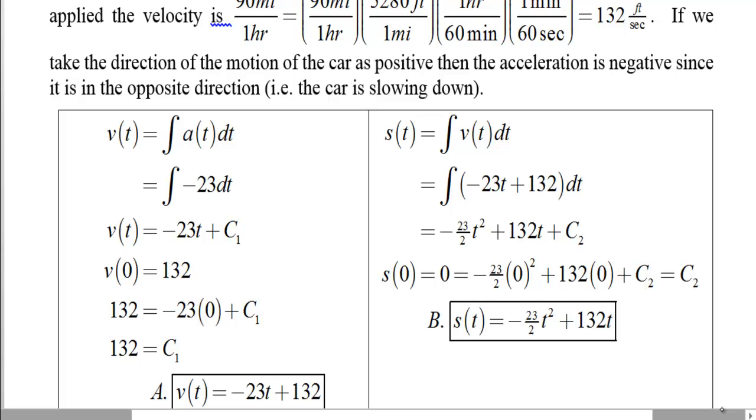Now the position, which I want to use the letter S for, as it's traditional to do, would be a specific antiderivative of the velocity. So if we take another antiderivative, we're going to get a quadratic polynomial. The power goes up to second power, and we divide by the new power, so that's negative 23 halves t squared. The constant term picks up a t, and then we add a constant c2. Again, if you take the derivative of that, you get the velocity, and the second derivative would be the original acceleration. If we call the position where we started putting the brakes on position 0, then S of 0 equals 0, and that allows us to solve for c2, which is 0. So our position is negative 23 halves t squared plus 132t.